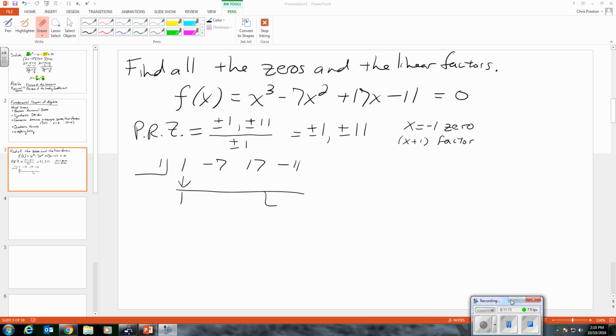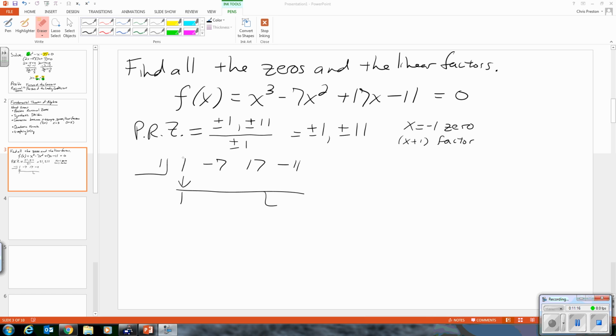And again, if it works, then I know the remainder should be a 0. So let's see. 1 times 1 is 1. Add, that's -6. That's -6. That's 11. 11, remainder 0. Great. That's what I wanted to happen. So I have a 0. So this was not right, but the pattern still holds.